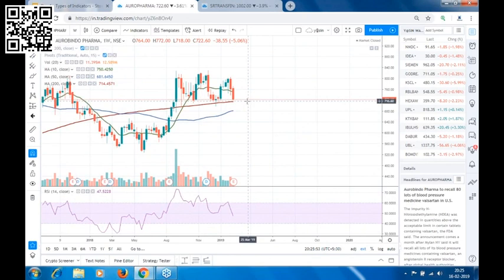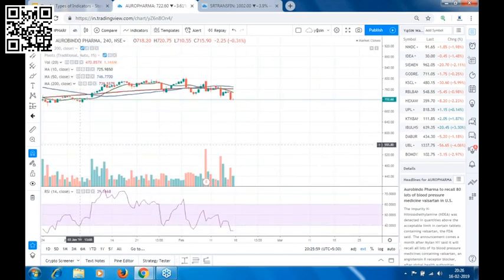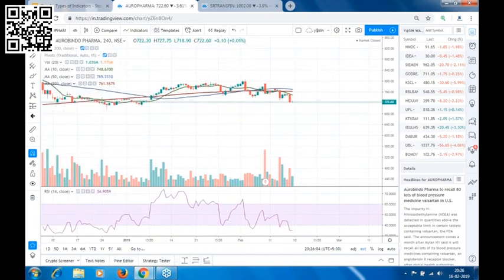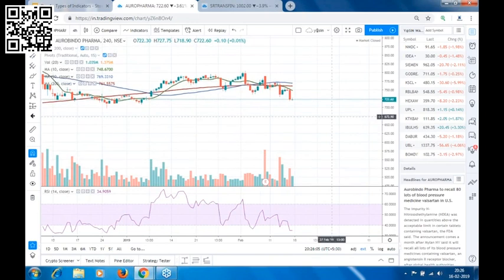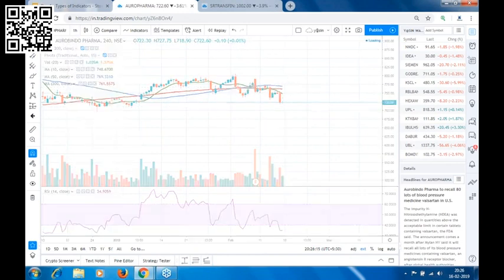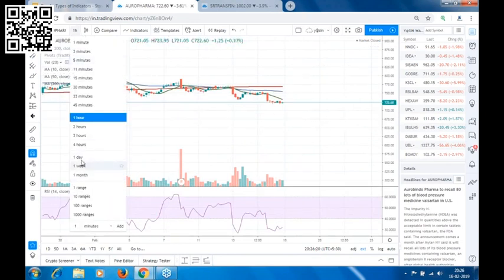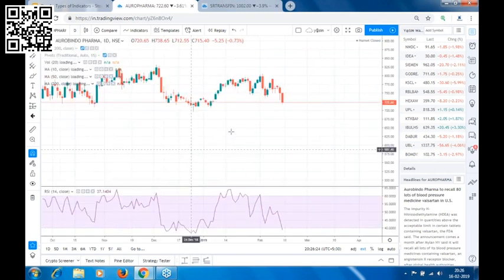So once we have seen support in the weekly time frame, there is no point in doing any further analysis. There is no point in looking at the 4-hour time frame or the 1-hour time frame. We straight away decide that we will not take a short trade in the script. See, in the 4-hour time frame it is below all the moving averages. In the 1-hour time frame also, let's see, it's below all the moving averages. But based on the weekly time frame, we will not take a short trade in Oro Pharma.